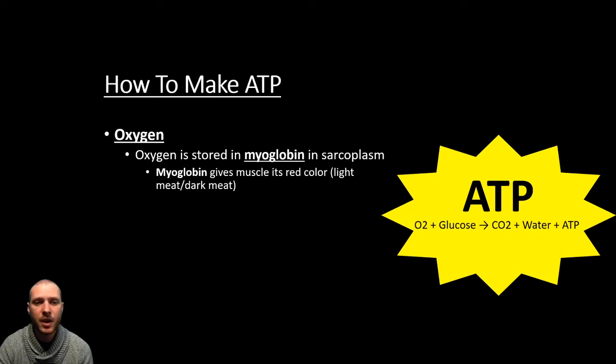Also, myoglobin is going to be what gives muscle its red color. So when we talk about light meat and dark meat, say if you're eating chicken, meat that is lighter is going to have less myoglobin, whereas meat that is darker is going to have more myoglobin. So in a chicken, we find our dark meat in the wings and the legs, because wings and legs are going to have a lot of action and contraction involved in it, so they're going to have more myoglobin. Whereas the chest, the chickens don't fly, so they don't need nearly as much ATP.